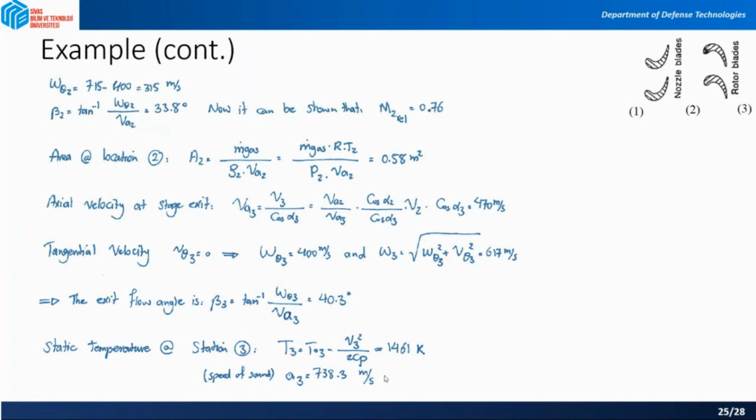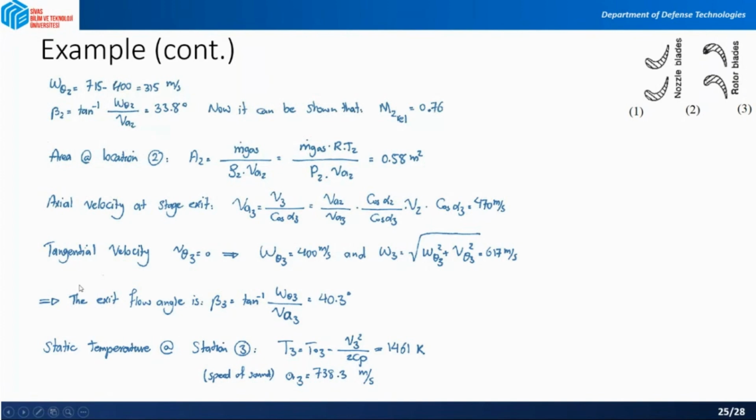So knowing the tangential components of the relative velocity vector, you will find the beta 2 angle, and you can show that your relative Mach number at point 2 is equal to 0.76. Again, if you calculate the area, you will come up with 0.58 meters squared. Now let's go to the last station, which is station 3.